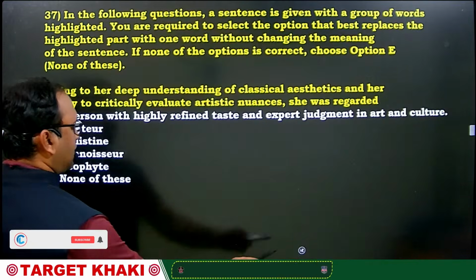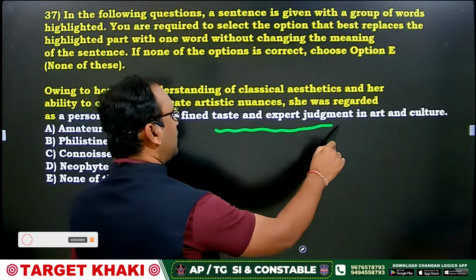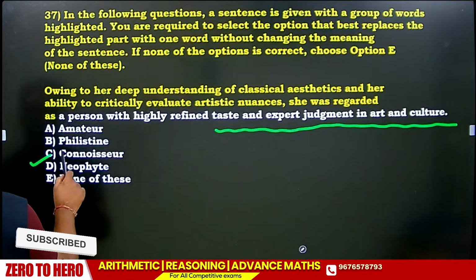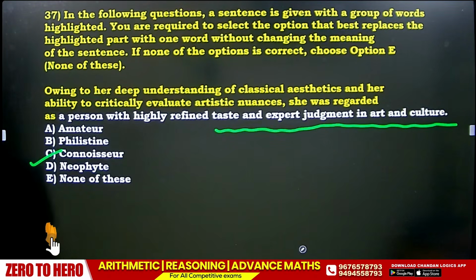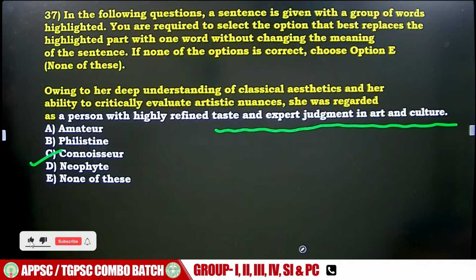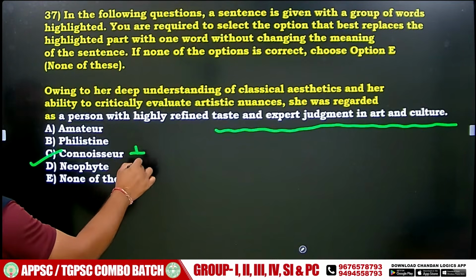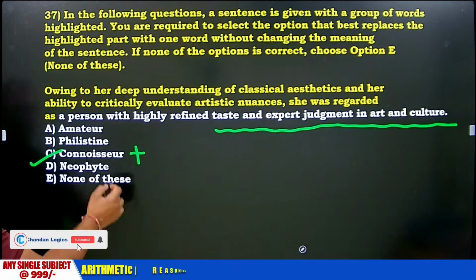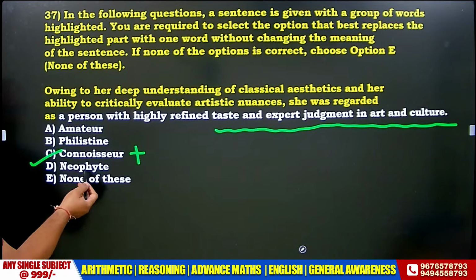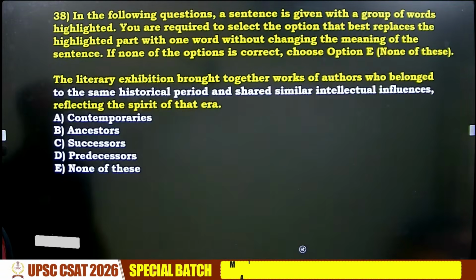One word substitutes. What do you call a person who has a very good taste in art and culture? Connoisseur. Very nice vocabulary, right? Connoisseur means a person who is an expert in art and culture. Frankly speaking, connoisseur is the only positive word. The remaining are negative words. Amateur is a person who is not an expert. Philistine, negative word. Neophyte is a person who has no experience. Connoisseur is a positive word.